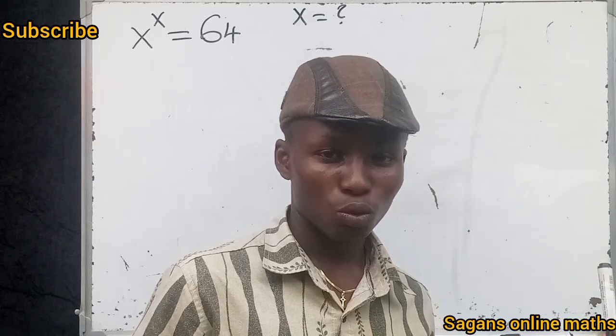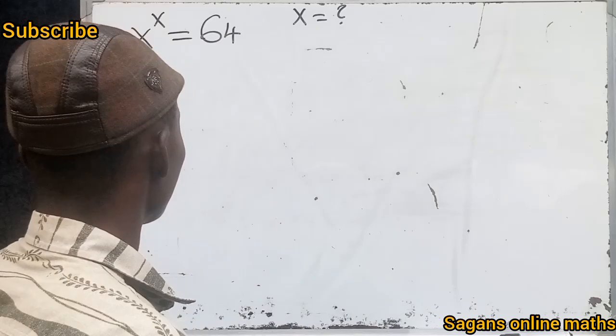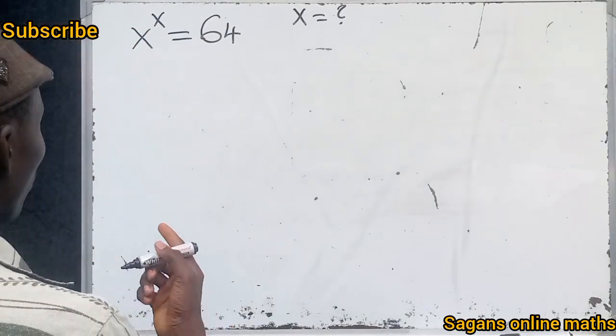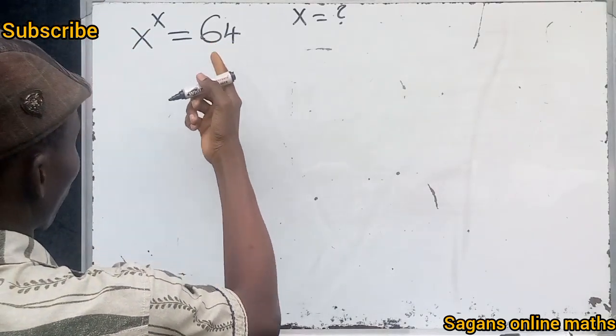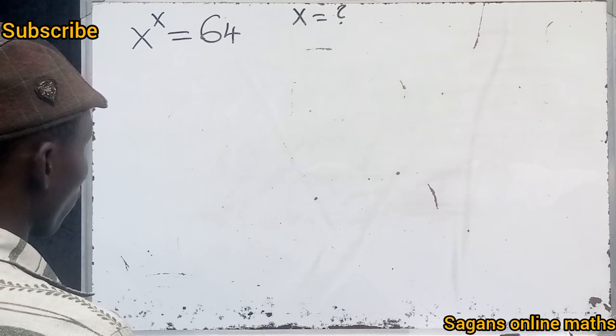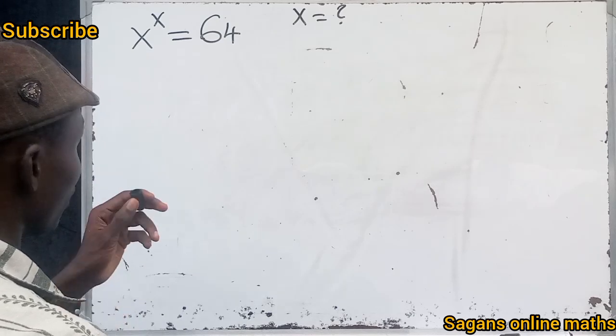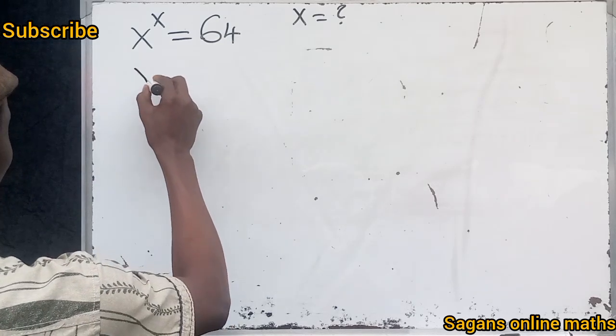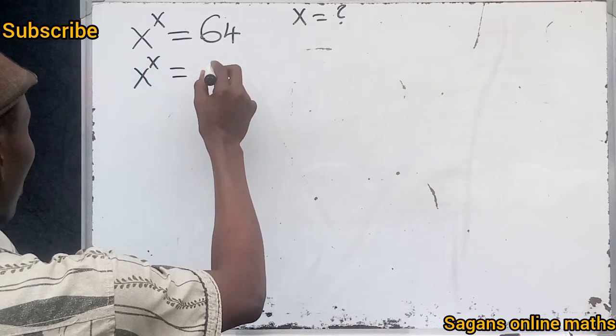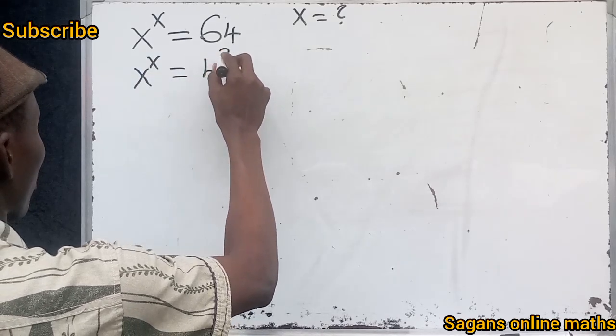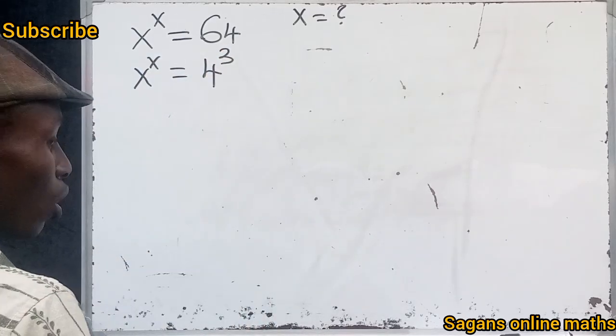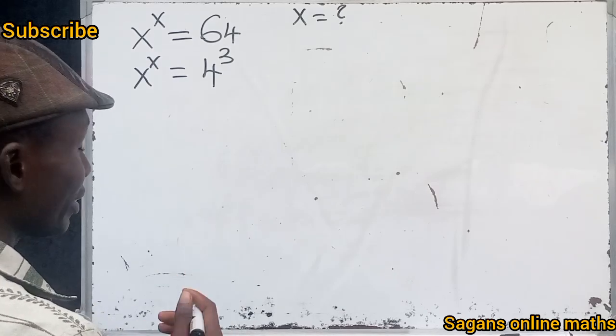So let's consider this question on the board. Our first step is to put 64 in index form. Remember that 4 times 4 times 4, in 3 places, is 64. So consider this: x to the power of x is equal to 4 raised to the power of 3. 4 raised to the power of 3 simply means 4 times 4 times 4, in 3 places, which is 64.